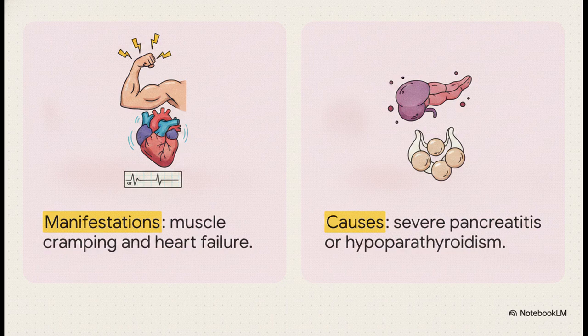Moving to question 4, about severe hypocalcemia. You've got to separate the underlying causes like severe pancreatitis or hypoparathyroidism from the deadly manifestations. When you're standing at the bedside, the physical signs are what you're actually looking for. Severe muscle cramping, a prolonged QT interval on the ECG, and if it gets bad enough, decreased cardiac contractility that leads straight into heart failure.